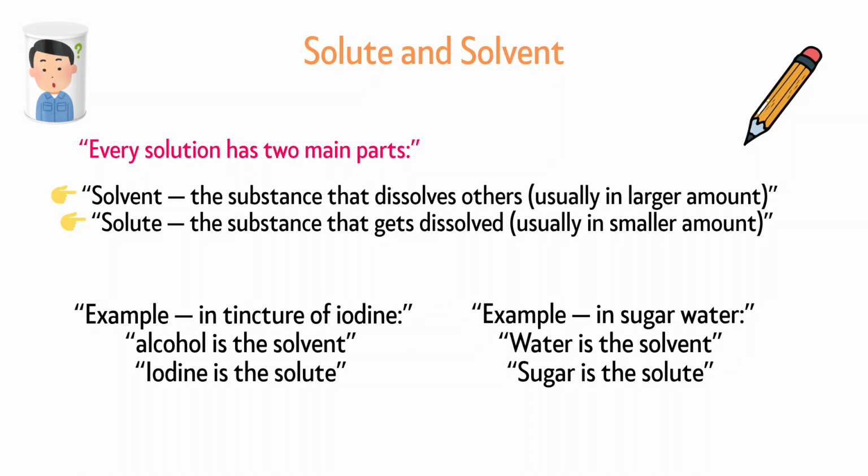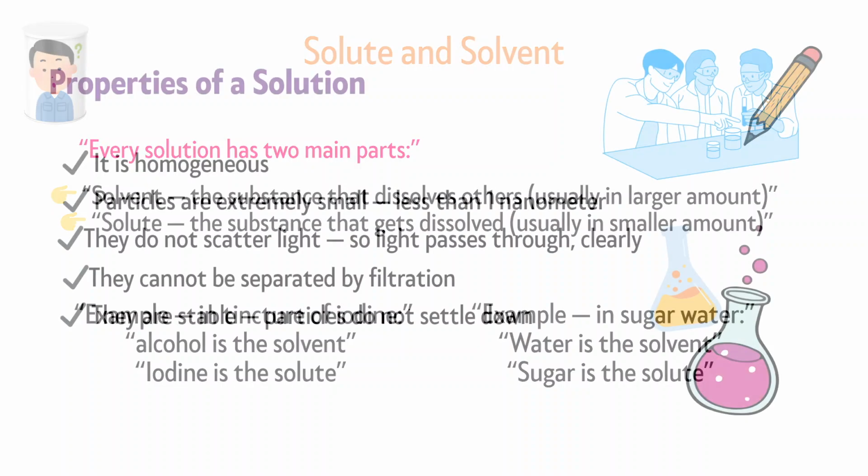Every solution has two parts, solute and solvent. The solvent is the substance that dissolves the other part, the solute. Solute is a substance that gets dissolved and usually is in smaller amount. In the example of tincture of iodine, alcohol is the solvent and iodine is the solute.